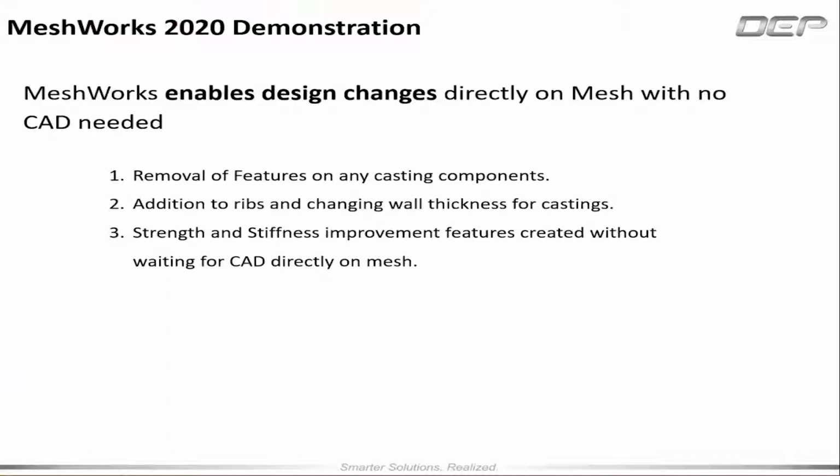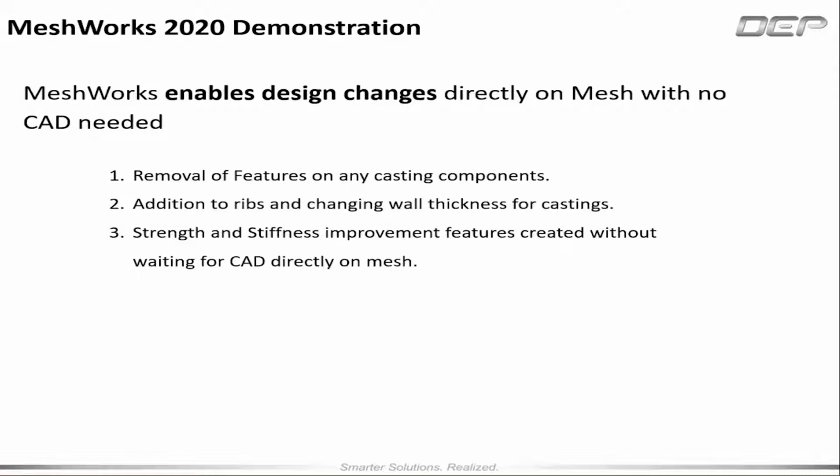Thank you for the demos. So I will be moving forward with the next set of demos. We will look into how MeshWorks can enable design changes directly onto the mesh with no CAD needed whatsoever. The first one that I'll be showing is the feature removal on a casting component, and the next one will be addition of ribs onto a casting component with wall thickness. We'll also see how the strength and stiffness improvements, all these features are created without waiting for the CAD, and we can carry it out directly at the mesh level.